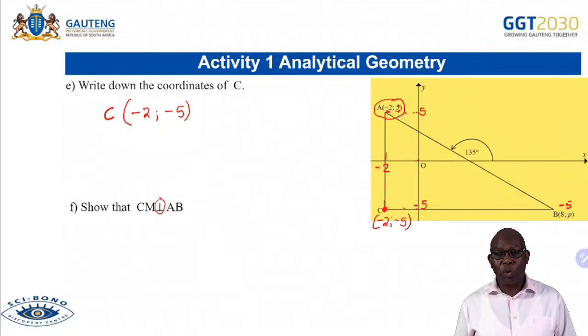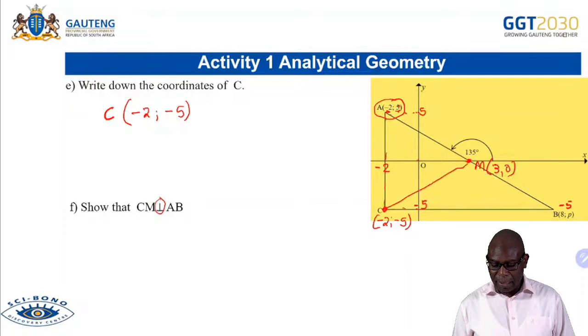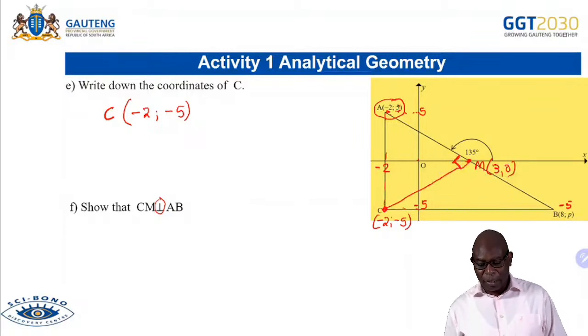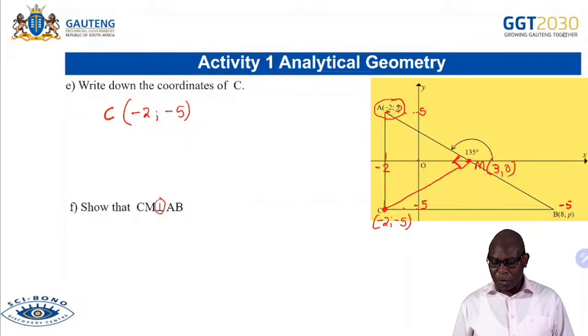Now, if I want to show that CM, so remember my M is there, so my M is (3, 0). I want to show that line here, CM, is perpendicular to that. So I must show that that line is perpendicular to that. How do I show that? I must show by using the gradient of this line times the gradient of that line, and that should give me -1. So first I must get the gradient of AB.